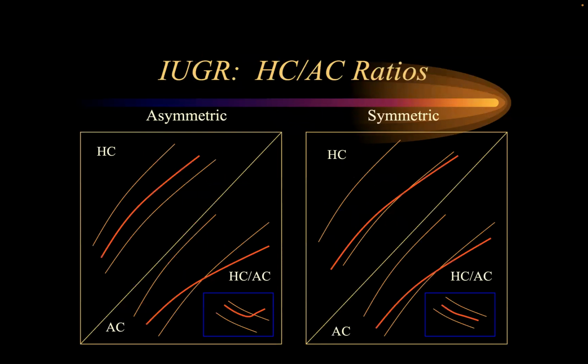And this is just a review again about what we mean when we say asymmetric versus symmetric. So you can see in the symmetric growth restriction, both the head and the abdomen are falling off the growth curve, whereas in asymmetric, it's only the abdomen. The head growth is being preserved because the fetus is redirecting its resources to support normal brain growth. Next slide.